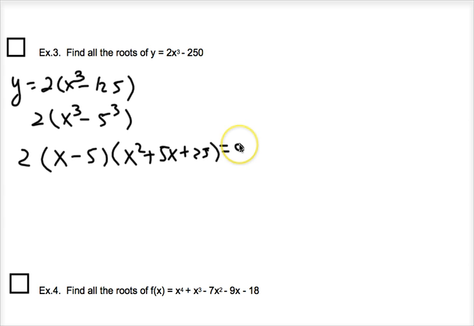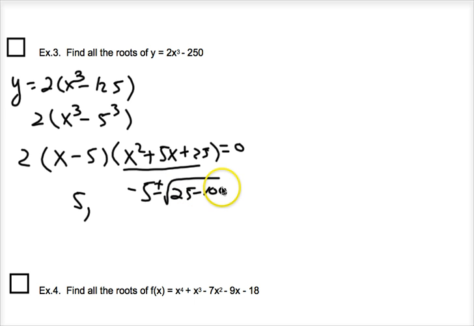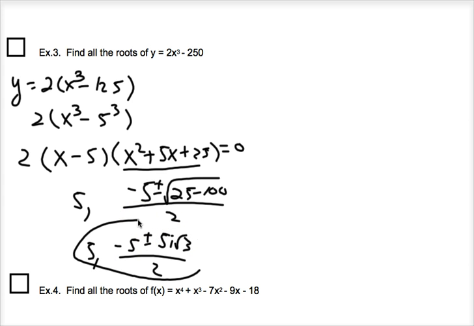What makes these equal 0? Well, 5 makes it equal 0. And then how do I figure out what makes this equal 0? Well, you'd have to do the whole quadratic. If you do the quadratic there, you'd have negative 5 plus or minus the square root of 25 minus 100, if I did 4ac, all over 2. Well, that simplifies to negative 5 plus or minus 5i root 3 over 2.